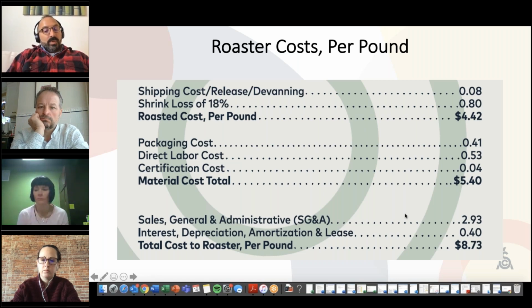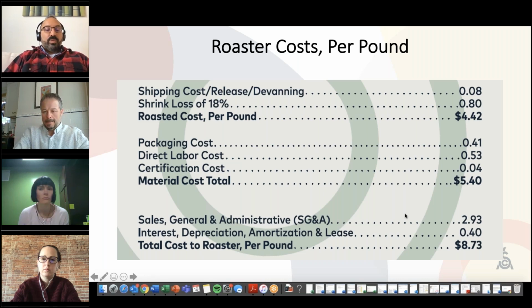This next number, this 40 cents, are things that are generally out of the control of the management. That's interest, depreciation, amortization, and leasehold, the kind of overhead associated with lease. So that's less. Some of the other overhead is included in that previous number. So now we've gone up to a cost basis of $8.73.